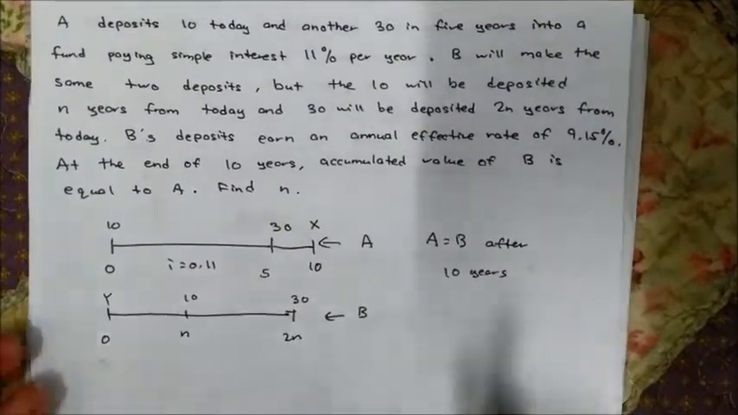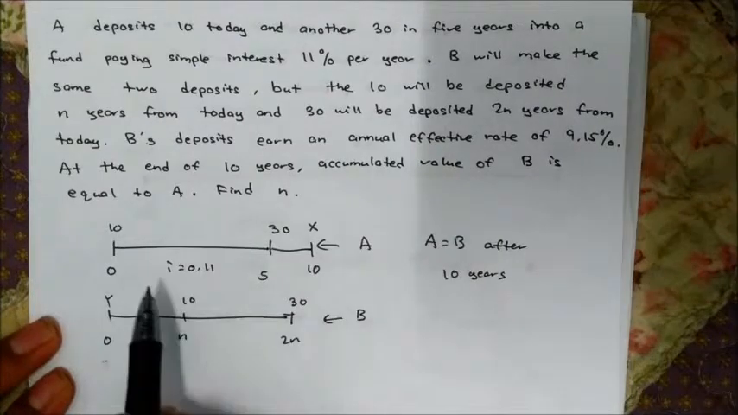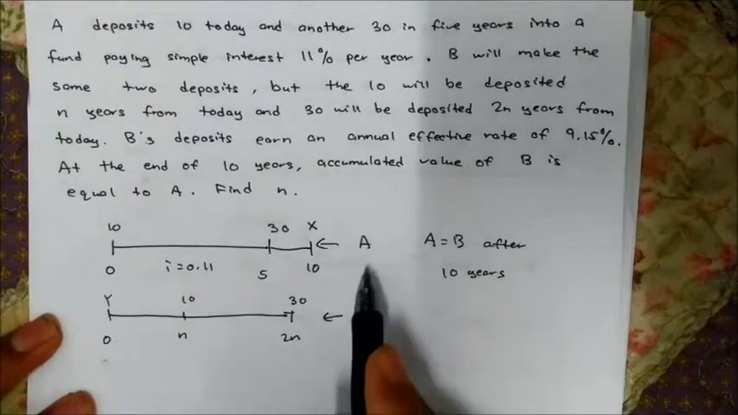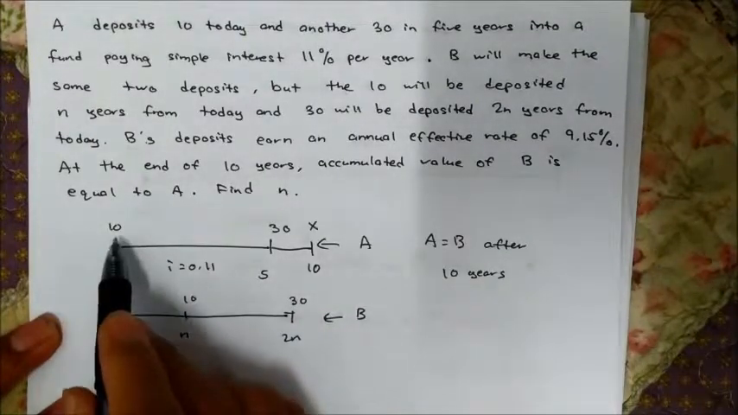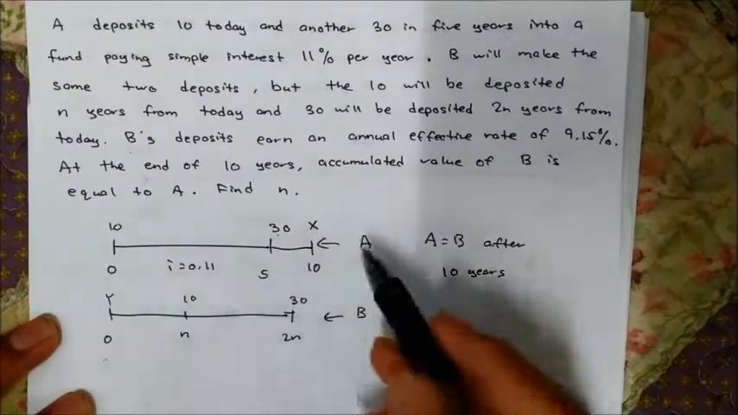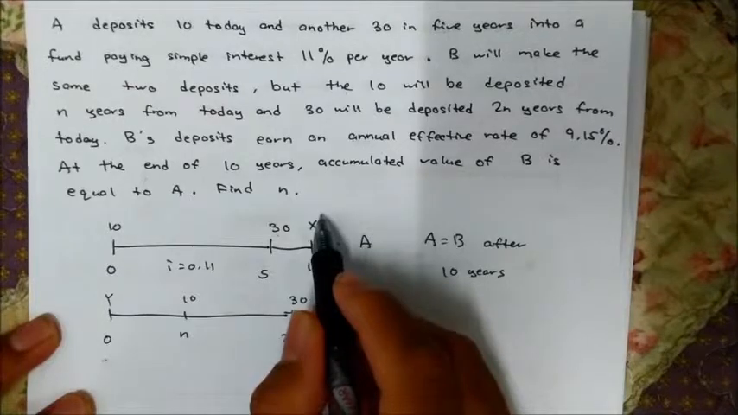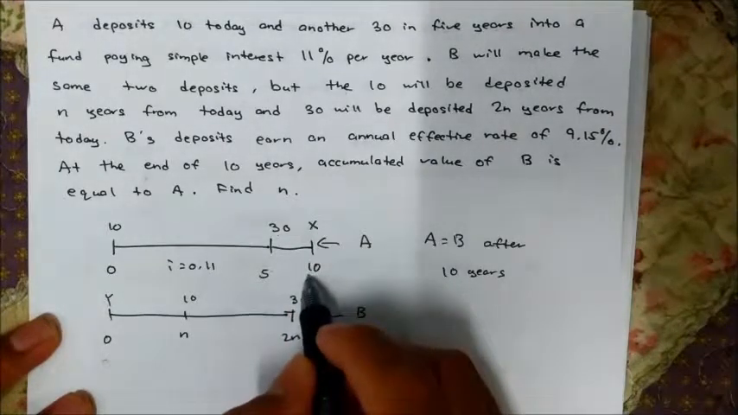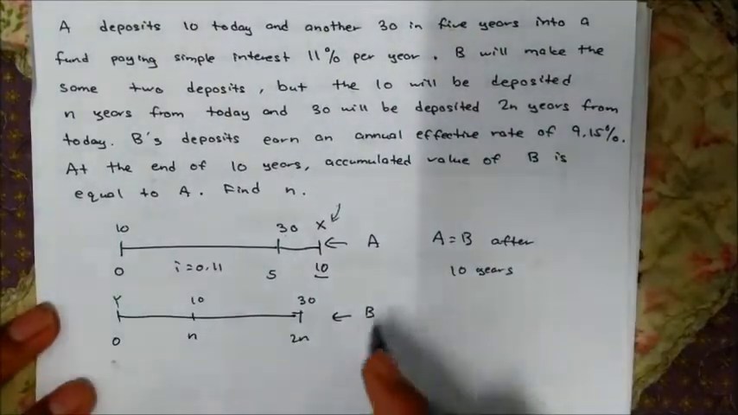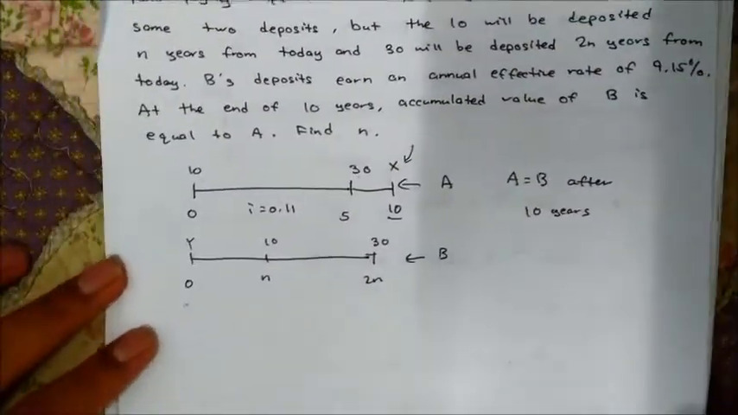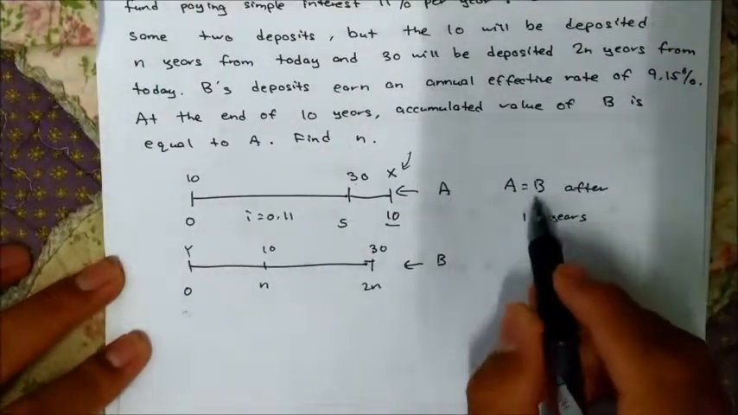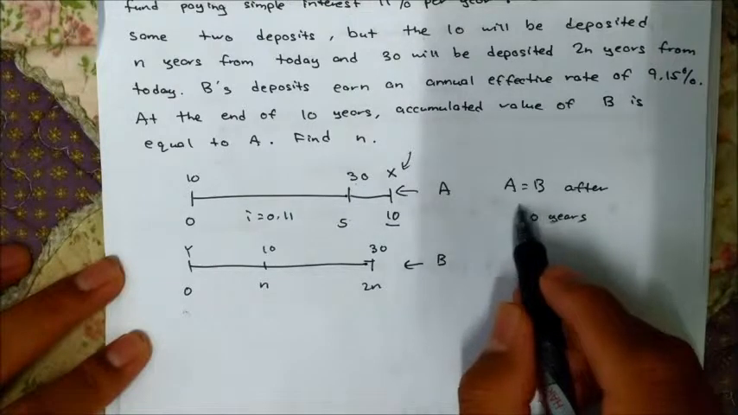Therefore, first, as usual, we need to create a timeline diagram to represent the question above. So for Fund A, it is like this. At time 0, the payment is 10 ringgit. At time 5, the payment is 30 ringgit. At the end, since we don't know the accumulation value until 10 years, we will assume the value as x. So, given the information above, the first step is to find the accumulation value for Fund A, so that we can equalize the value with Fund B.